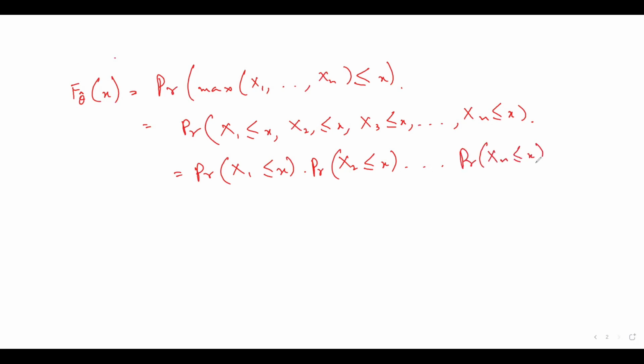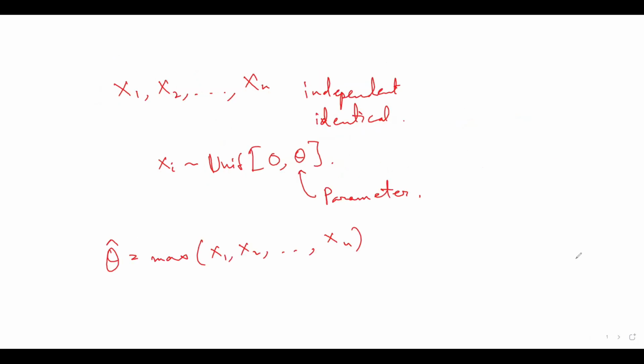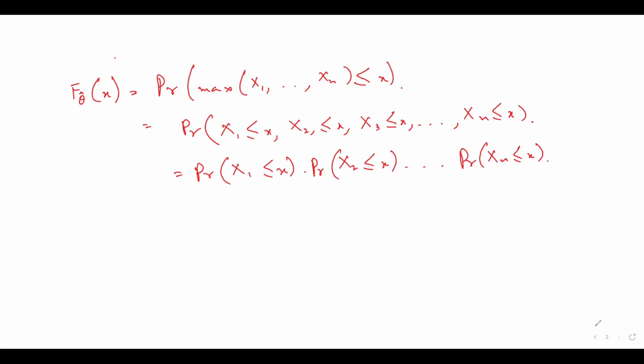So I'm multiplying all of the individual probabilities, and all of these x1, x2 up to xn follow a uniform distribution from 0 to theta. So this probability will be x by theta times x by theta, n times. So how am I getting that?